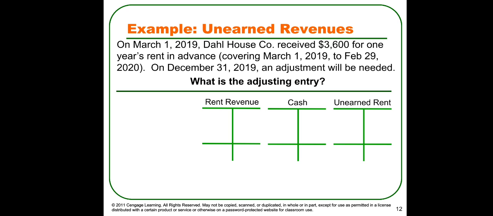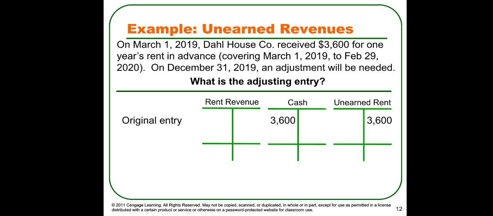How to do the adjusting entry? For this kind of adjusting entry, the steps are like what you did in the previous slide. The first step is you have to know the original entry, or the journal entry, when the business received cash on 1st of March. Okay, this is the way to record the transaction on 1st of March.